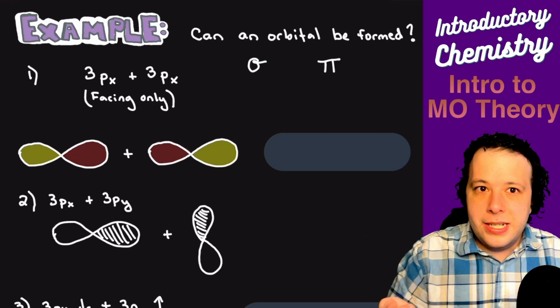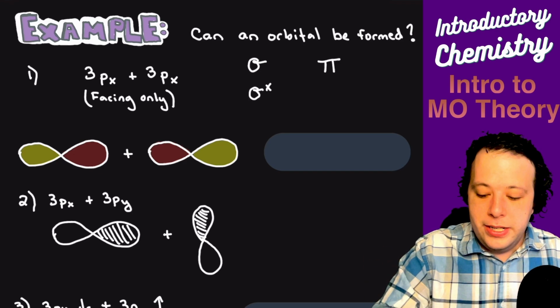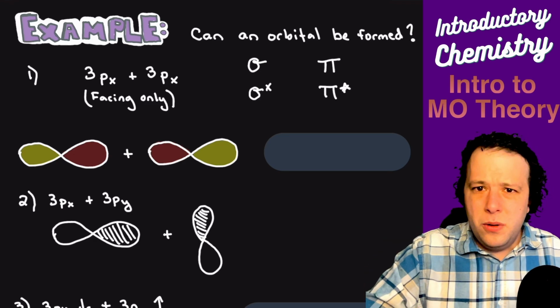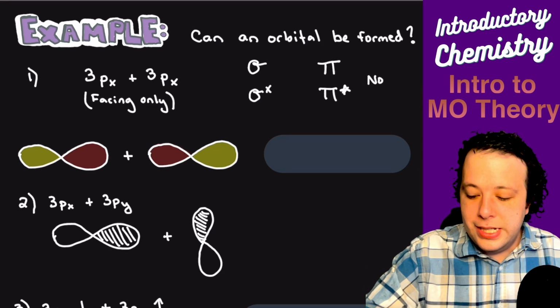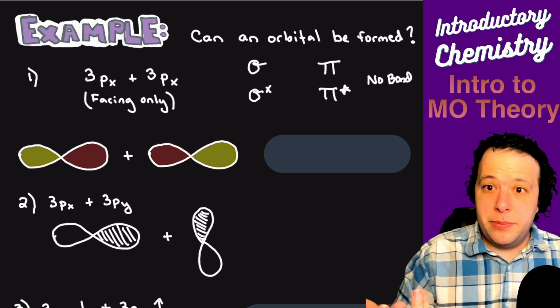Now, the only difference here is, well, what kind of orbital can it make? Can it be sigma bonding, pi bonding or anti-bonding? Or maybe it's even possible that it doesn't make a bond at all, right? If it doesn't fit either definition, that's possible too.